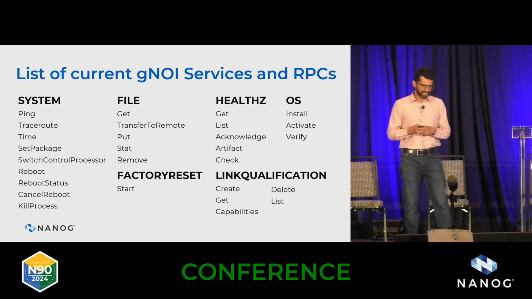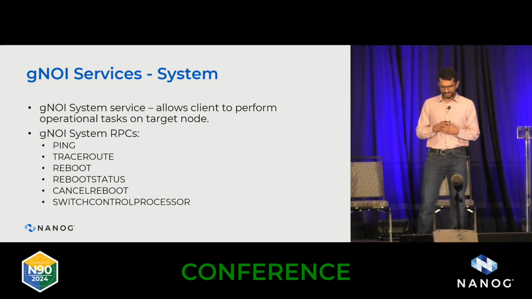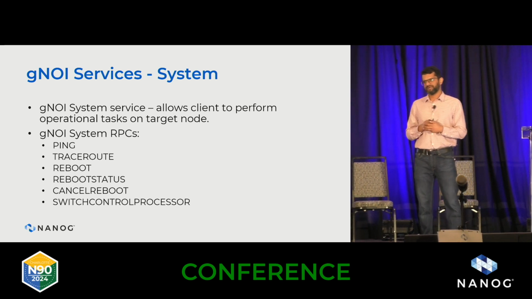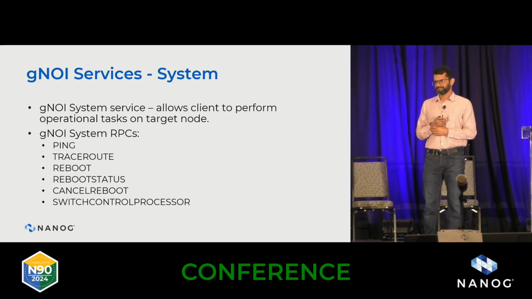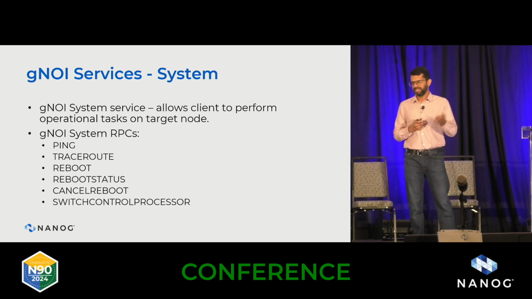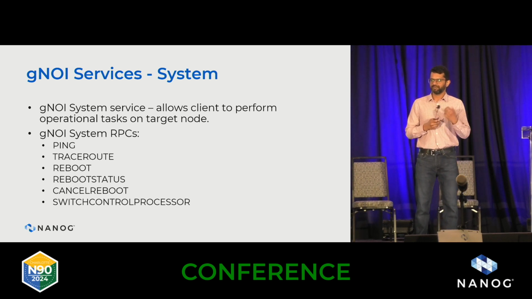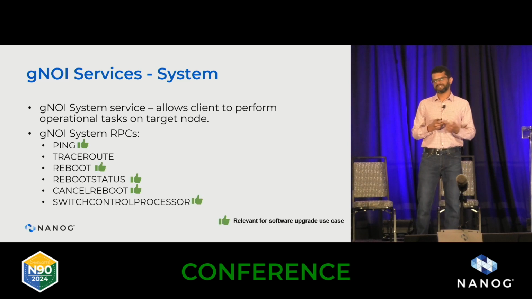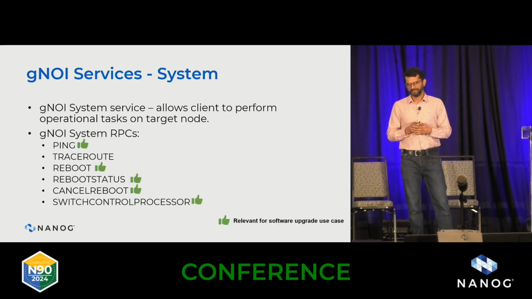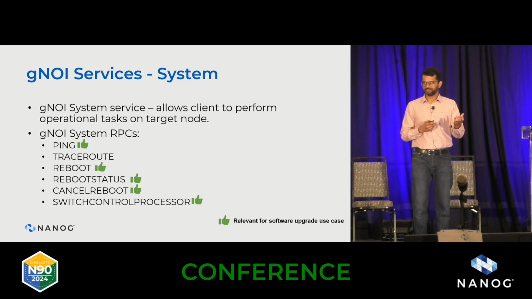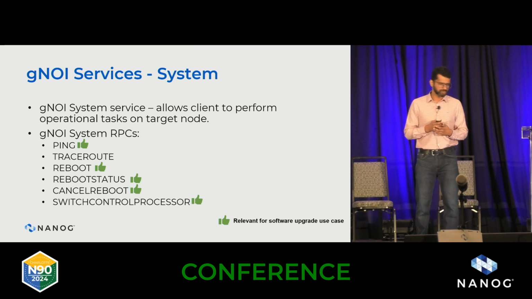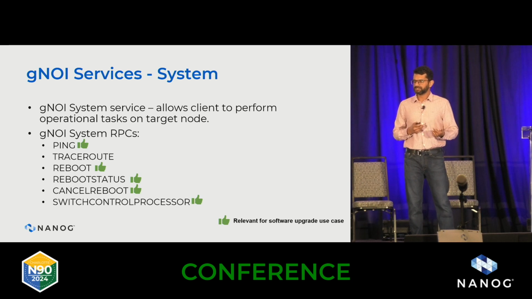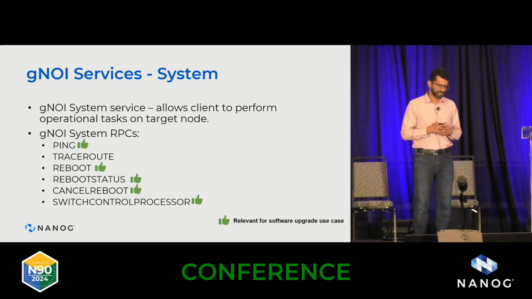So let's look at each service in detail. So the system service is used to perform system related actions. It could be like a ping or a traceroute or a reboot. And for our software upgrade use case, most of these are useful, right? So if you want to do a switch of your control processor, we can use the switch control processor RPC. If you want to reboot the node after activating the software, we can use the reboot RPC. So that's the system service.